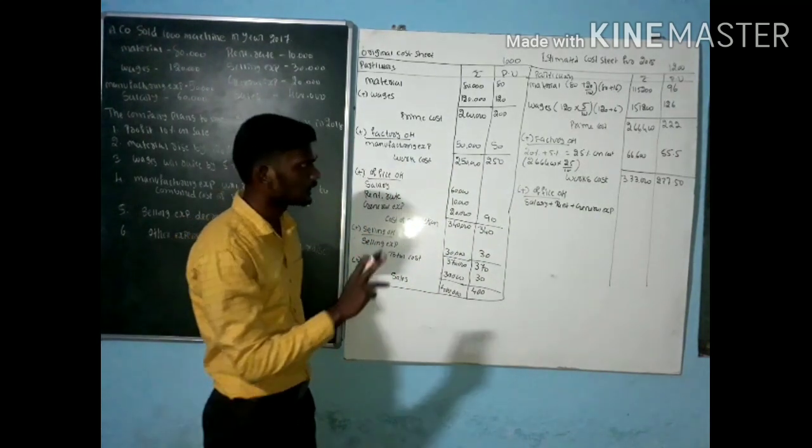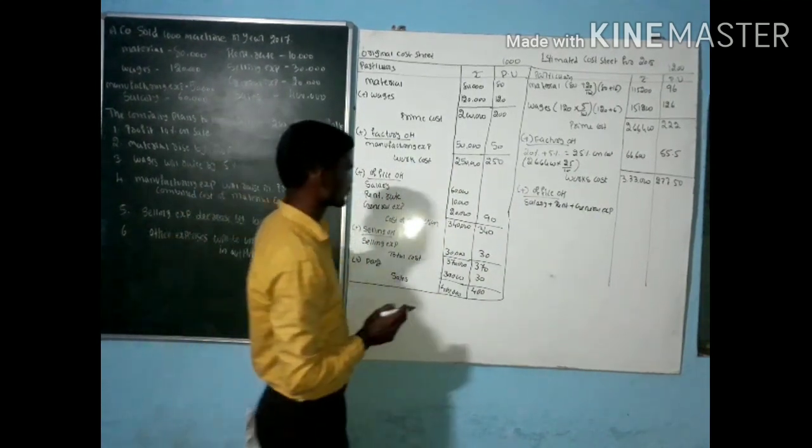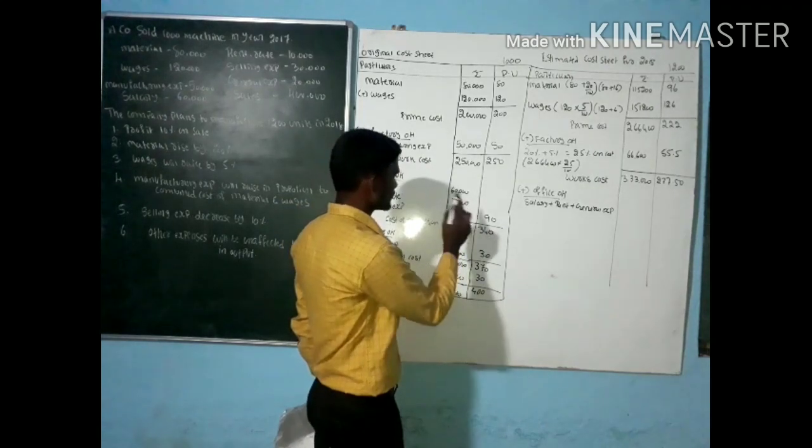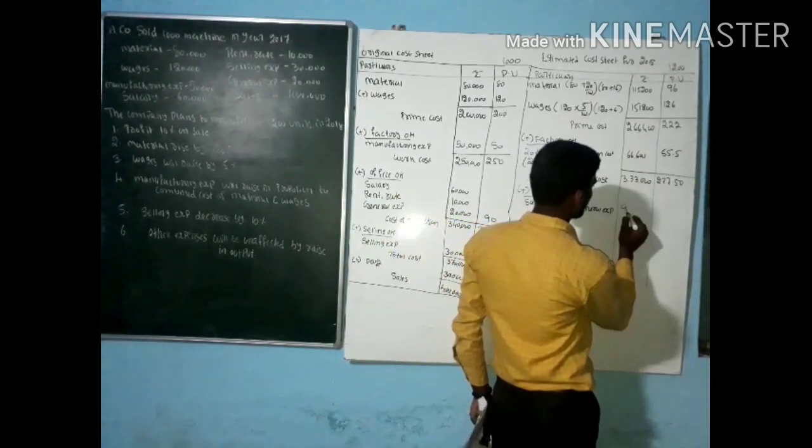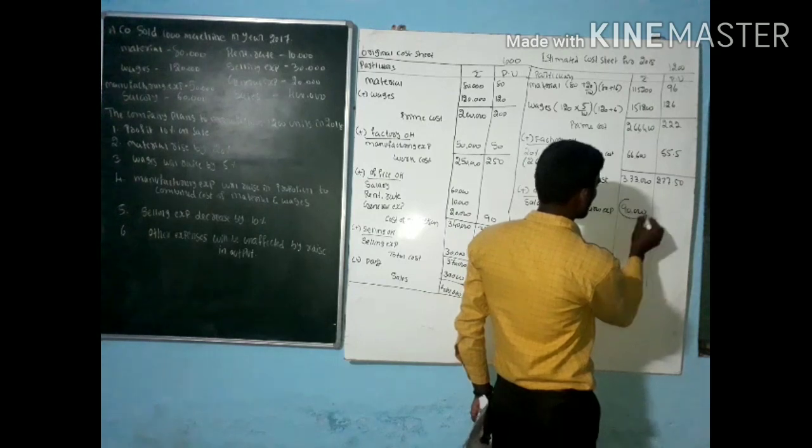When it comes to fixed overhead, the amount is going to be fixed. So, what is the amount here? It is 9000. This is important.